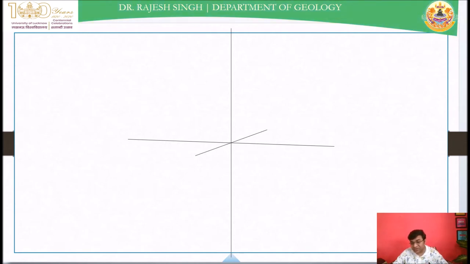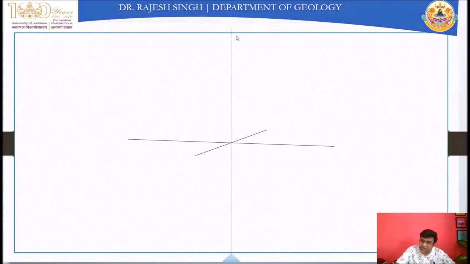And to determine the angle and ratio of the axes, you need to watch the other video, the clinographic projection of the isometric system. Okay, so now I am starting here.